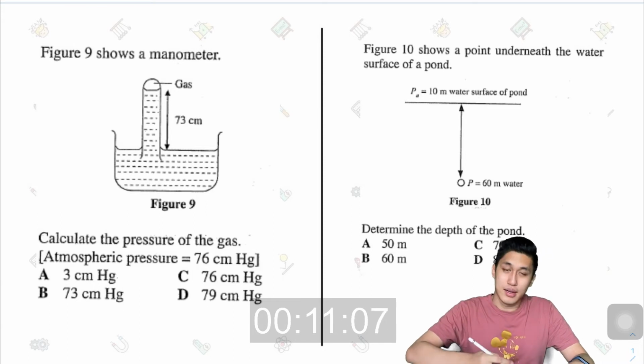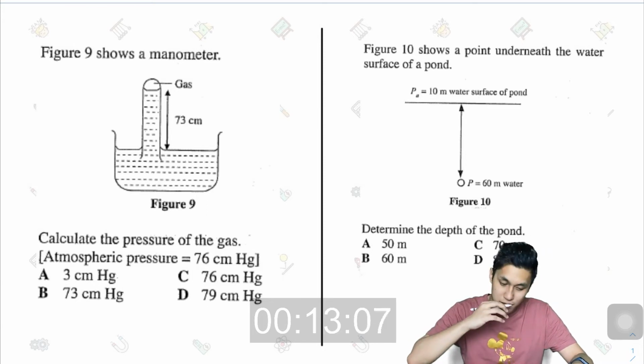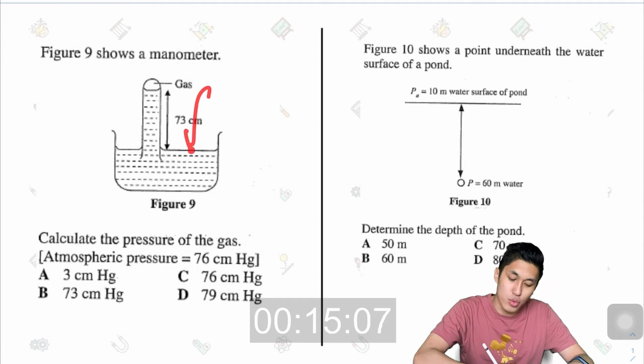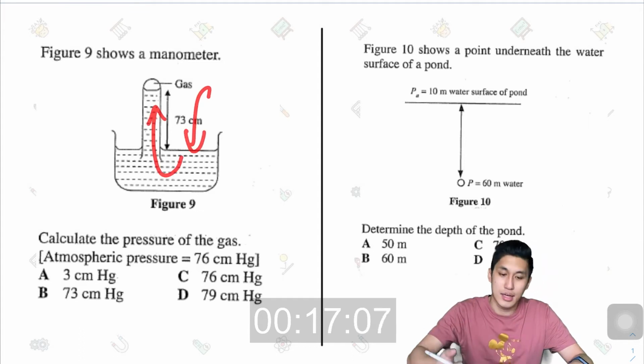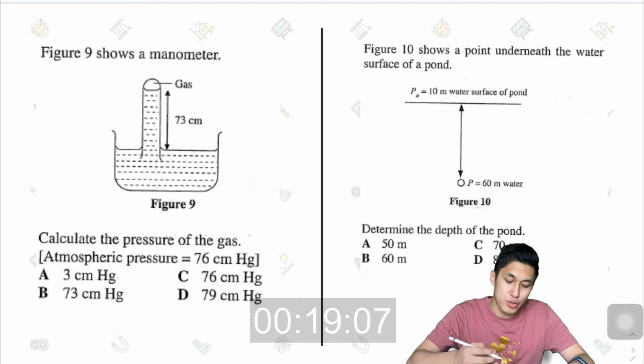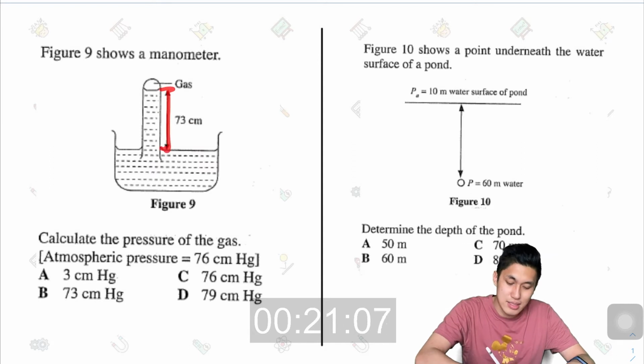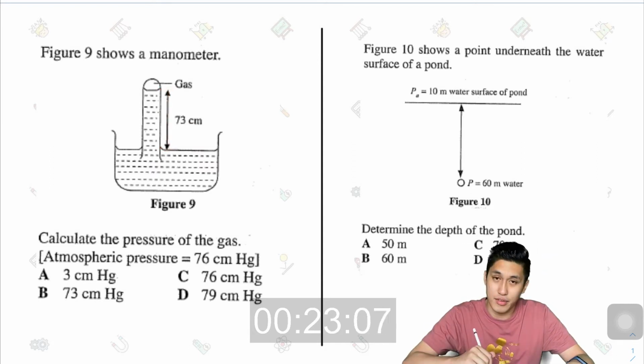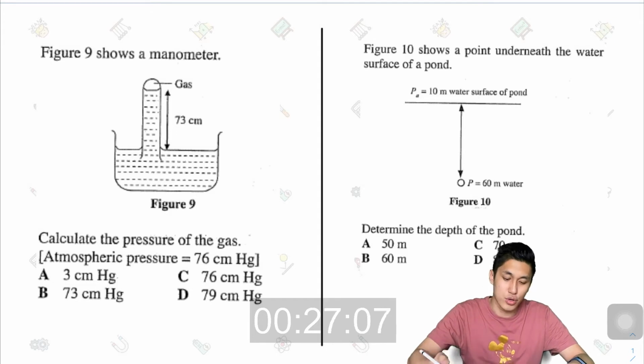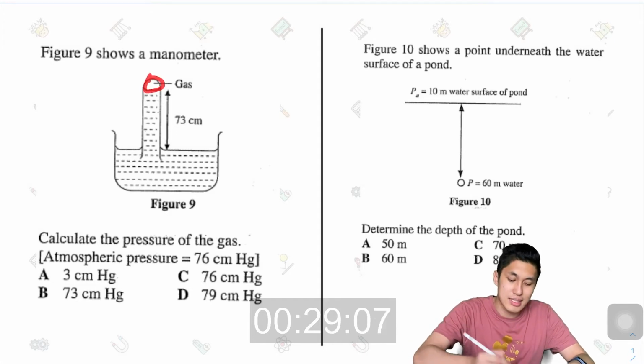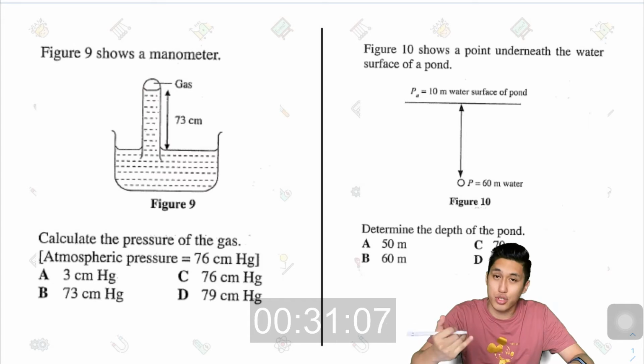It means that in usual situations, the atmospheric pressure will push the mercury up this column until you get a 76 cm height of mercury in this column. But now there's only 73 cm. So why is that? It's because this gas itself has a pressure and it's pushing back down.